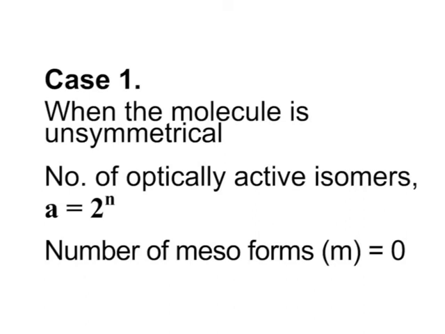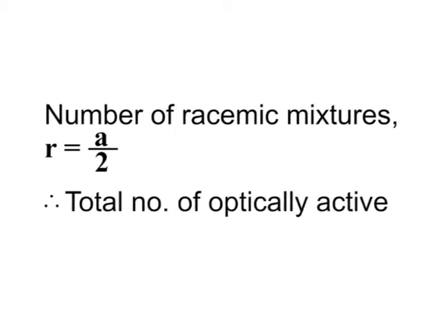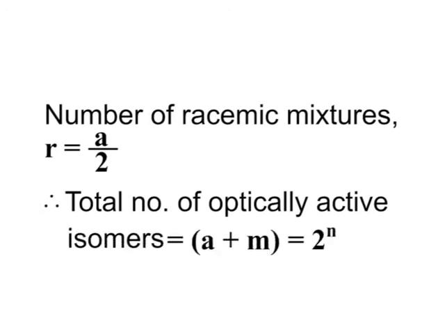Number of mesoforms, that is M, is equal to 0. Number of racemic mixtures, that is R, is equal to A upon 2. Therefore, total number of optical isomers is equal to the sum of A plus M, which is equal to 2 to the power n.